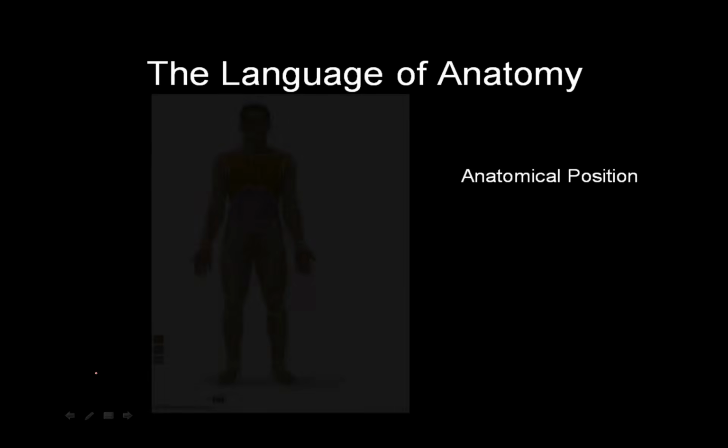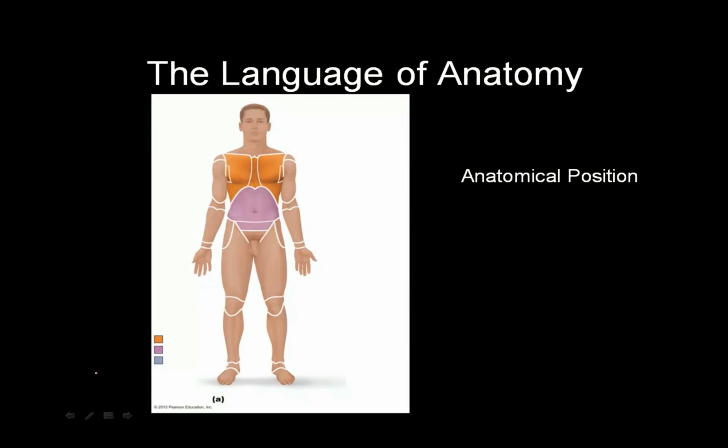Okay, let's talk a little bit about the anatomical position. We need to talk about the language of anatomy and understand that early anatomists had a real problem communicating various directions and body parts, and where things are located. You can ignore all of the lines and the colors on this particular sketch. This is just to show you what's known as the anatomical position.